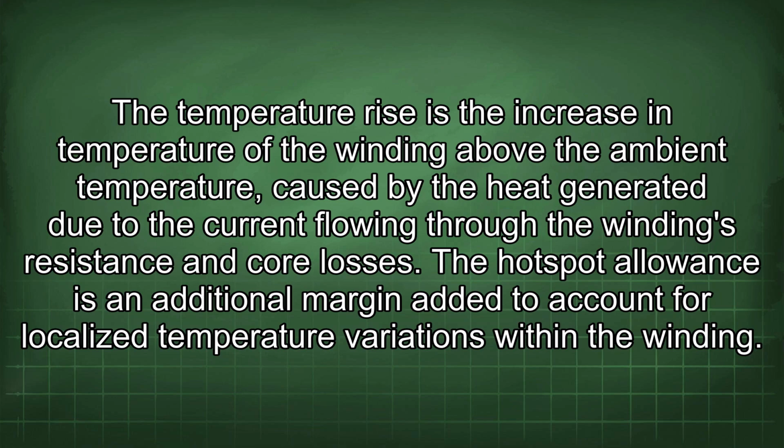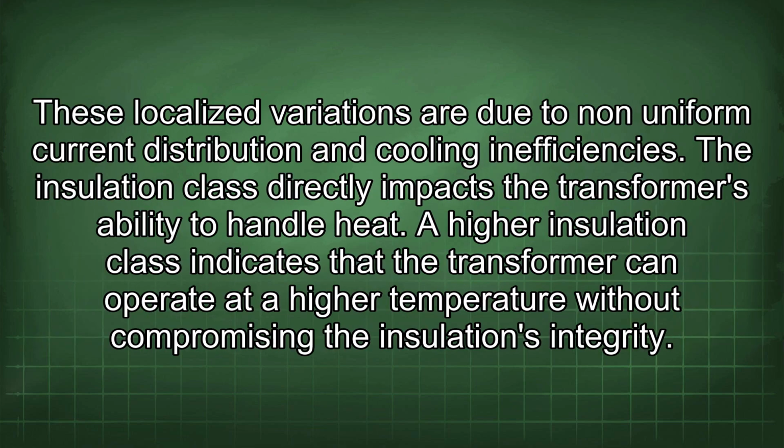The hotspot allowance is an additional margin added to account for localized temperature variations within the winding. These localized variations are due to non-uniform current distribution and cooling inefficiencies. The insulation class directly impacts the transformer's ability to handle heat. A higher insulation class indicates that the transformer can operate at a higher temperature without compromising the insulation's integrity.